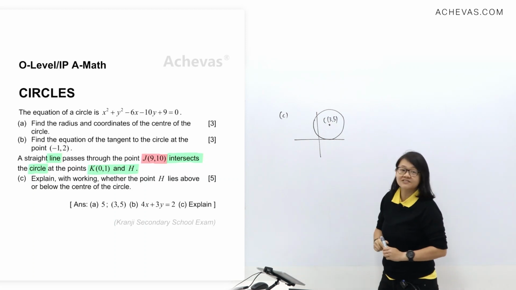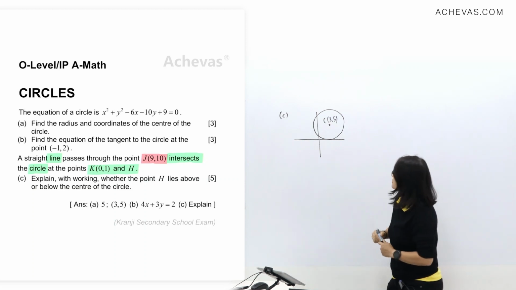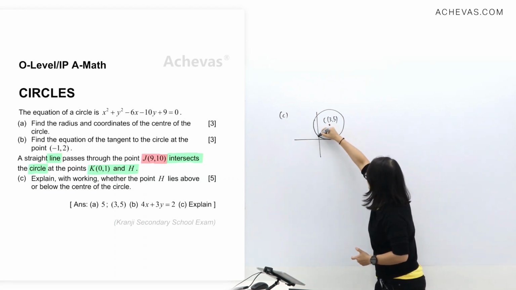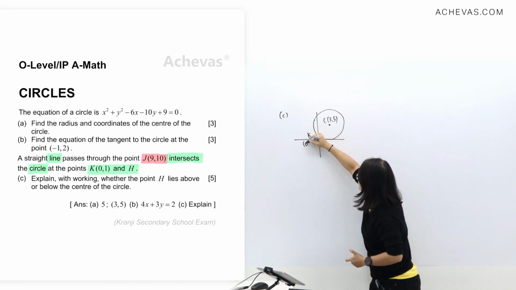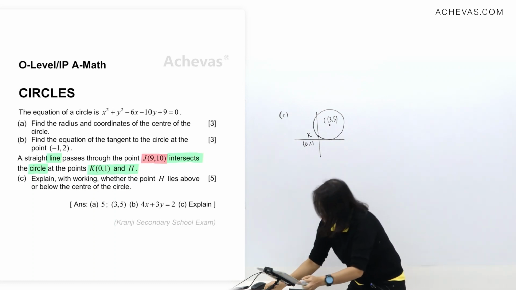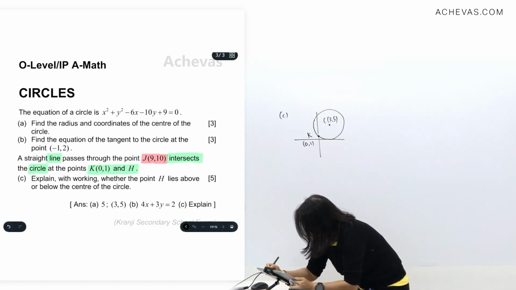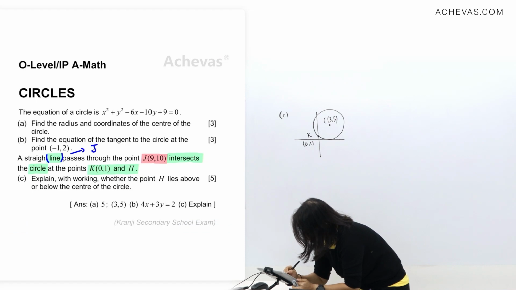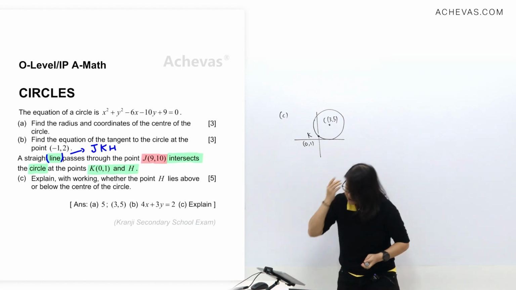So let me just put the K in since you know it's going to be on the circle. It's going to be this point here, I'm going to label K. This is 0, 1. All right, so I'm going to also write down that this line here is passing through point J, point K, and also point H.